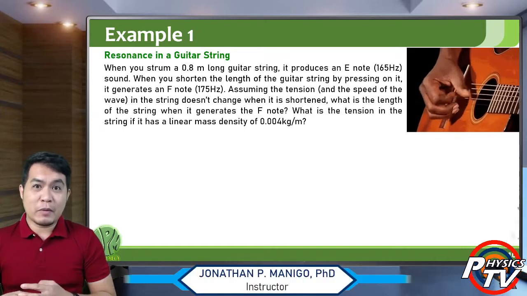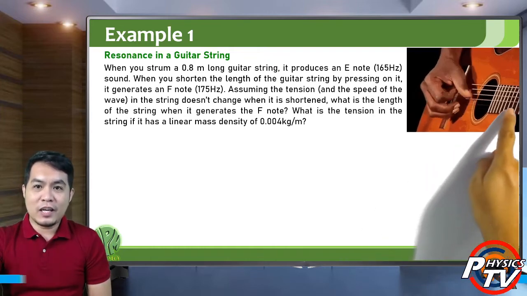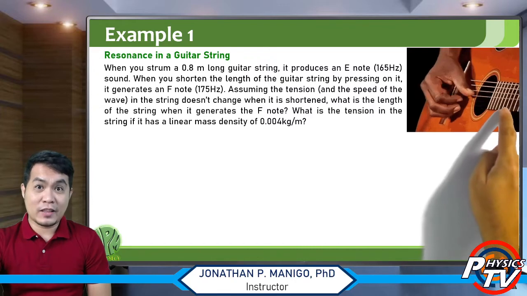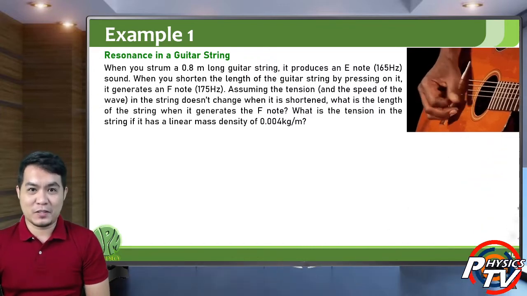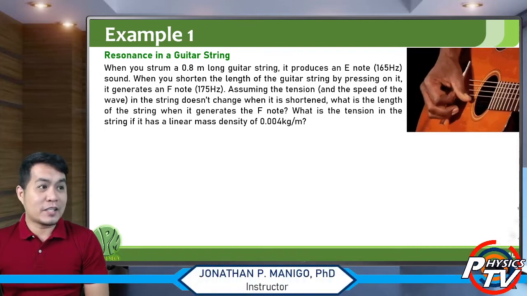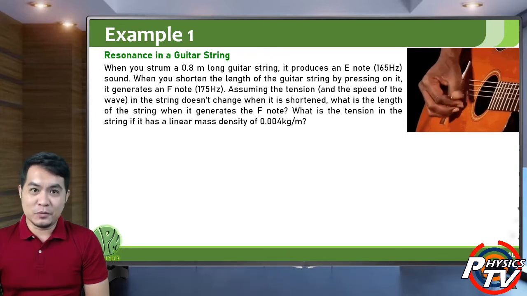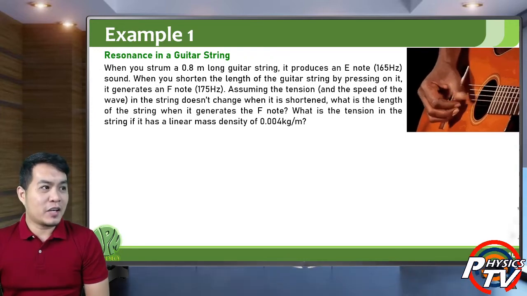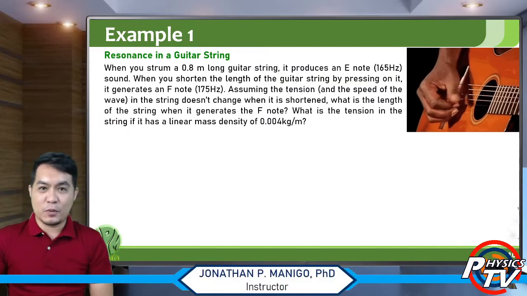You just do it by changing the length of the guitar string, by pressing on the string on the guitar to lengthen or shorten the length of the string. That's actually how a guitar works. So assuming the tension and the speed of the wave in the string don't change when it is shortened, what is the length of the string when it generates the F note? And what is the tension in the string if it has a linear mass density of 0.004 kilograms per meter?